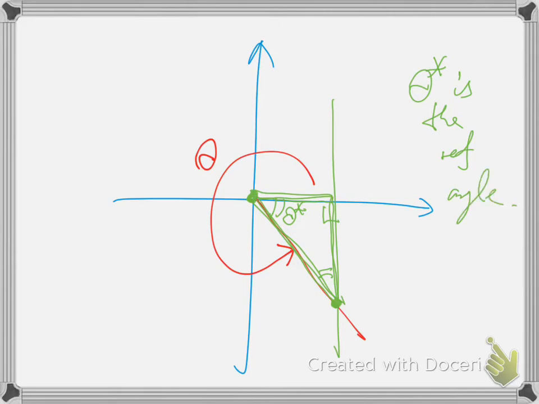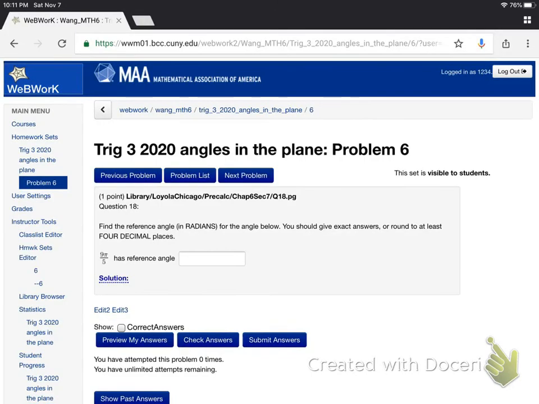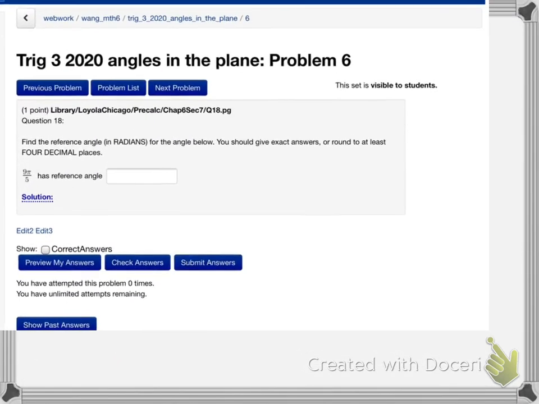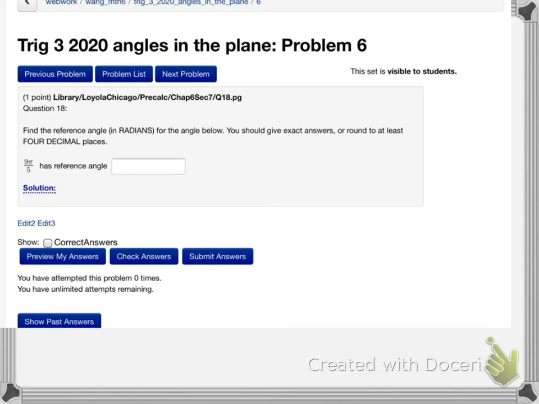Okay, reference angle. So now let's look at examples from the web work. We want to find the reference angle of 9 pi over 5.